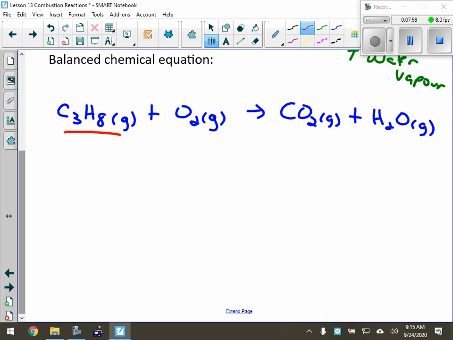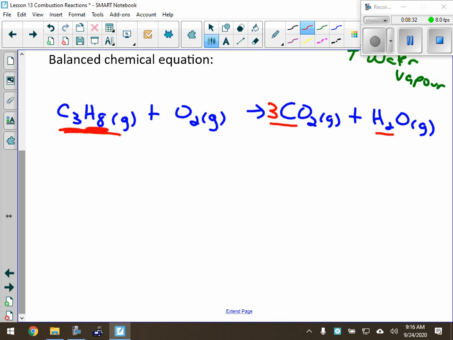I start left to right. Again, C3, so 3 carbons. I'm going to put 3 carbons there, yes? Is that okay so far? The only thing that you're going to run into issues with is that you have to remember that these hydrogens on that side are always even. It doesn't matter what number I put in front, 3 times 2 is 6, 5 times 2 is 10, always going to be even. They may or may not be even here, so you kind of got to keep that in mind.